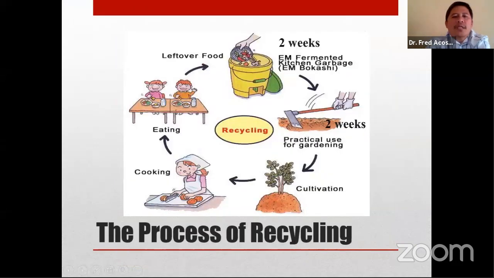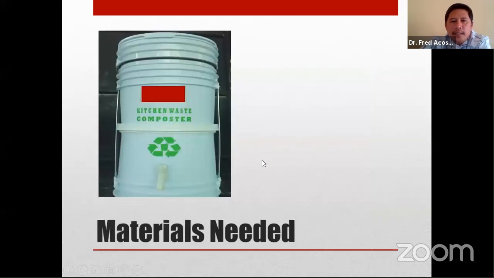So this is the process of recycling. Every day we do cooking, and then people eat, and any leftover food or kitchen waste, we put in our composter, and we ferment this for 2 weeks using EM bokashi. After 2 weeks, we put this in our garden, we bury the waste, and after 2 more weeks, we can start planting. So this is the cycle. There's practically no waste.